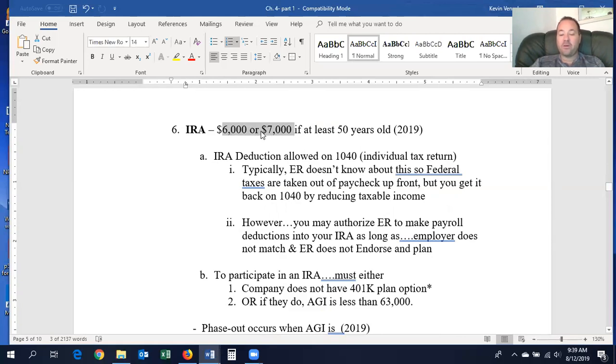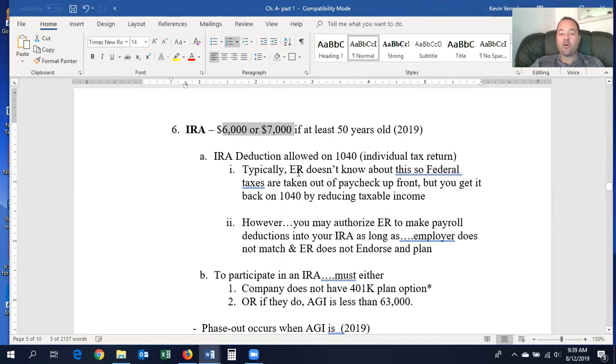And you can also put away for your spouse as well, even if they don't work, as long as the one spouse makes the total amount that you want to put away. So if both spouses put away $6,000, then the one employee has to make at least 12. You can't put away more than you make.